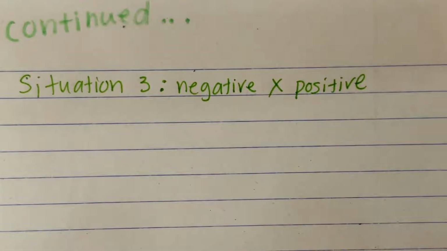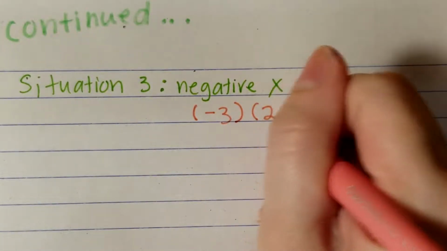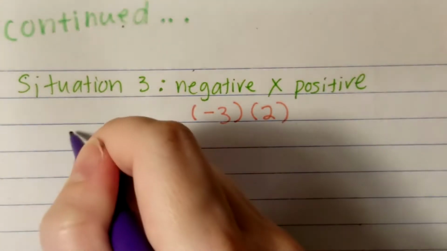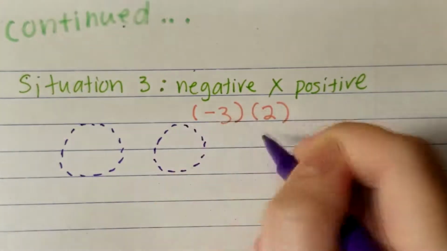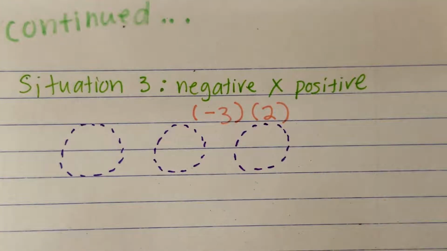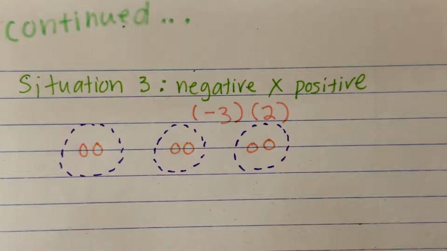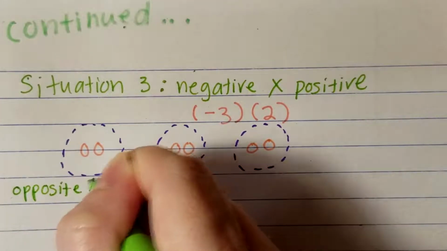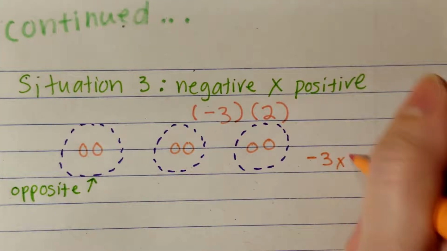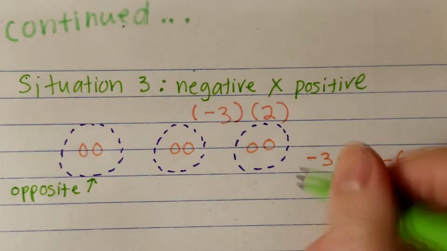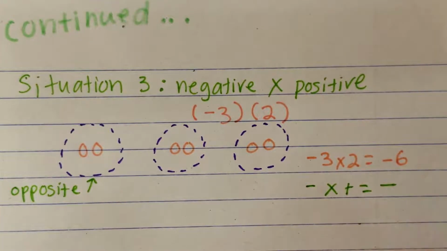Situation 3. A negative times a positive. Negative 3 times 2, which means negative groups of 2. To model this, we will draw 3 dotted circles for our negative groups. Wait, negative groups? Yes, it really just means the opposite of what's inside the group. And we have 2 positive counters in each one. So therefore, they're all negative now. And altogether, we have 6 negatives. Negative 3 times 2 equals negative 6. So a negative times a positive equals a negative.